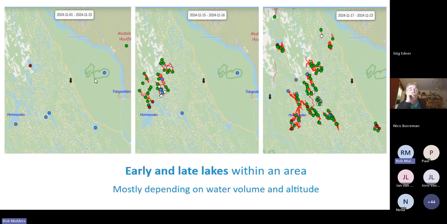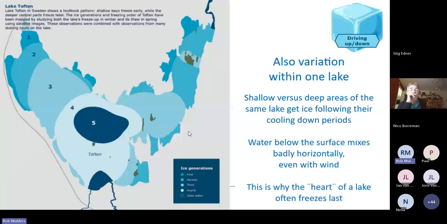That you don't know, but what you do know is that this order of freezing is almost the same in every winter, because the volume of those lakes stays the same relative to each other. And once you know that, you can use that for doing variation in which lake to go to. There's another thing about lakes, they freeze in generations. So it's not only variations between different lakes, but there is also variation within one lake.